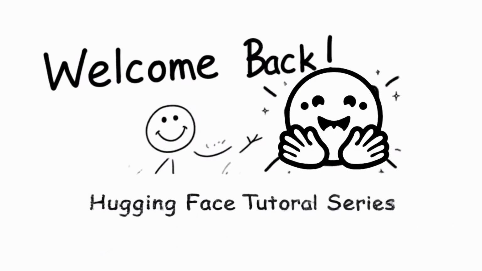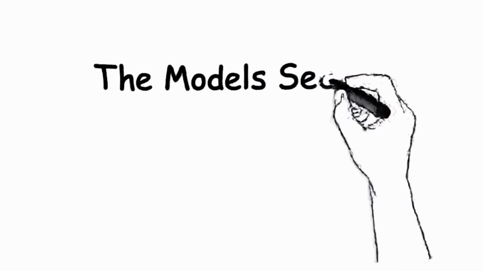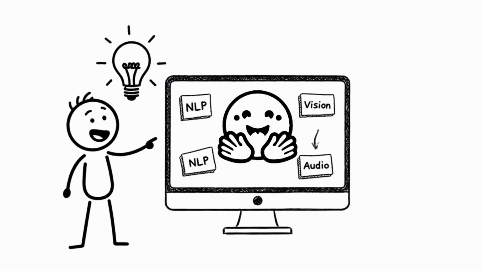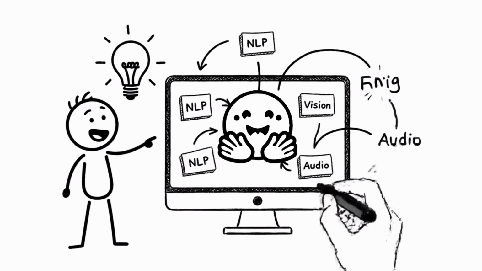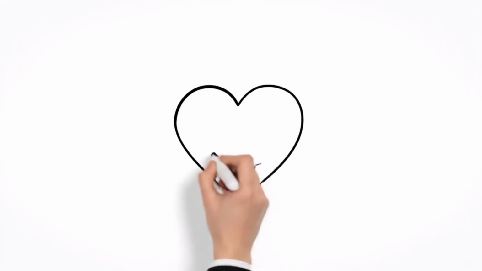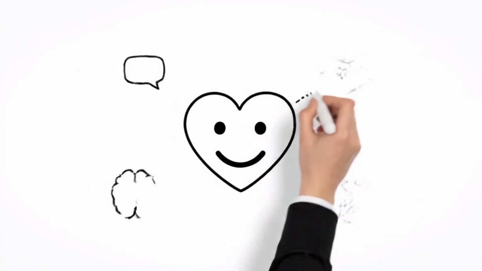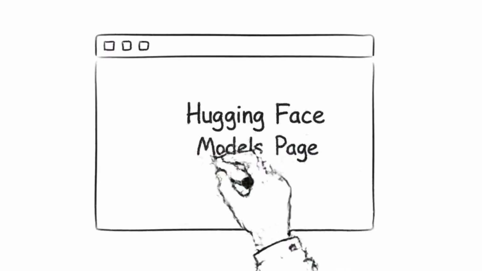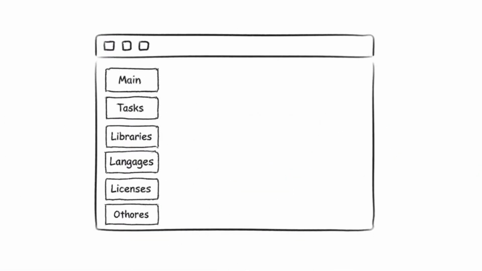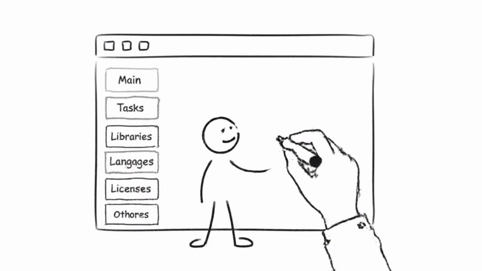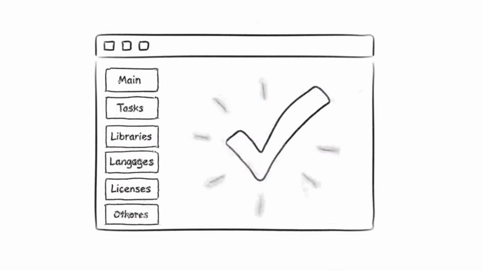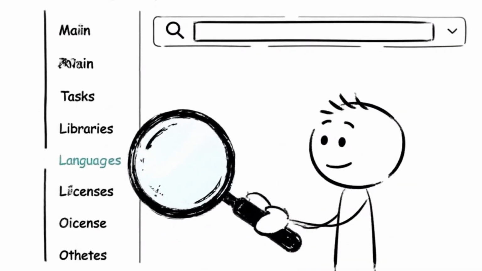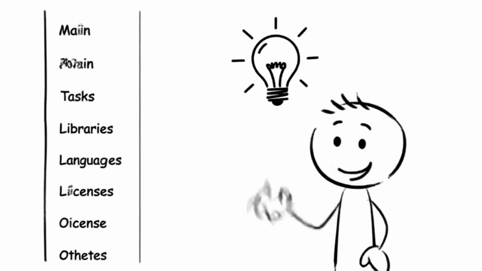In today's video, we are diving into one of the most exciting parts of Hugging Face, the models section. This is the heart of the Hugging Face hub, where you can explore, filter, and discover thousands of AI models for natural language processing, computer vision, speech, and beyond. By the end of this video, you'll know how to navigate the models page and use its sidebar menus, including main, tasks, libraries, languages, licenses, and others to find exactly what you need.